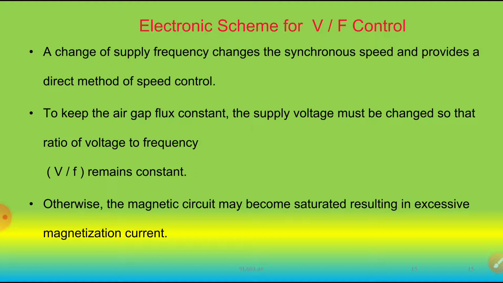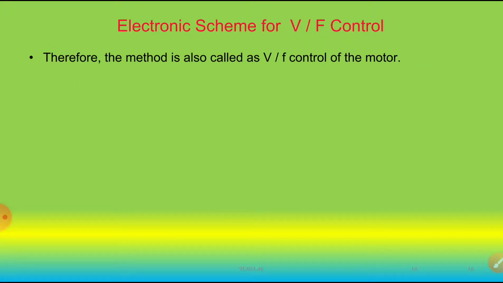Otherwise, the magnetic circuit may become saturated, resulting in excessive magnetizing current drawn from the supply. Unnecessarily, it adds to our electricity bill, our payment. So that means, if the magnet is saturated, to develop the same torque and do the same work, we have to draw more current from the supply. That is an undesirable thing.